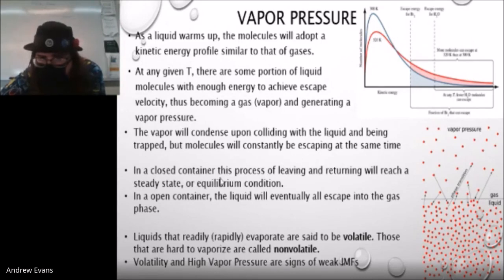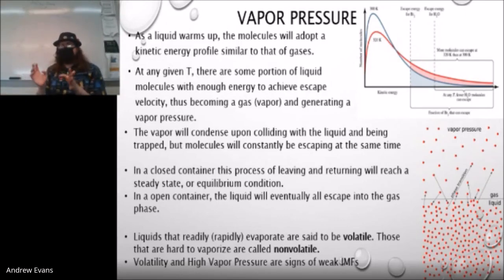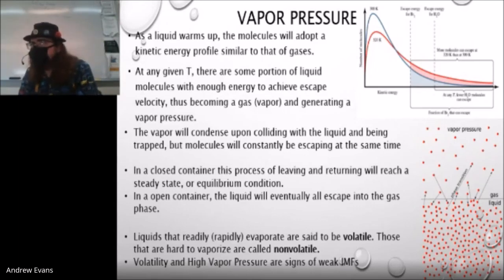Now, here's a cool thing. If you have a closed bottle, a closed container, we're going to achieve a constant vapor pressure. You'll get to what's called an equilibrium state, a steady state. Equilibrium, as we'll see later on, does not mean everything stops. It means we get a steady state where for every forward reaction, we have equal amounts of reverse reaction. In a closed container, you'll get to a point where every time a liquid molecule escapes into the gas phase, a gas molecule will bounce back into the liquid phase at the same rate. So essentially, the pressure becomes constant.